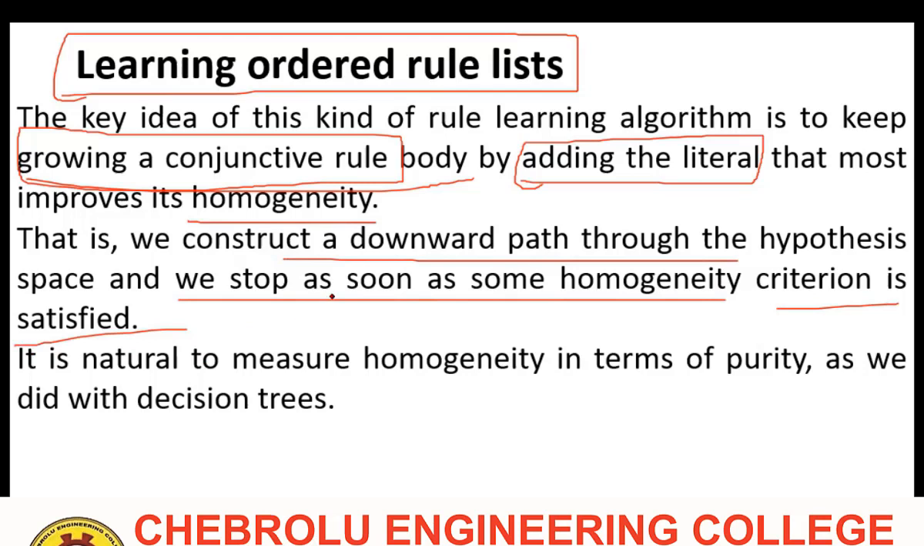We have already seen tree construction, right? We construct a downward path through hypothesis space and we stop as soon as some homogeneity criterion is satisfied. It is natural to measure homogeneity in terms of purity, as we did with decision trees. Homogeneity in terms of purity: how pure it is, what is the error rate. So this is what we have to discuss again.